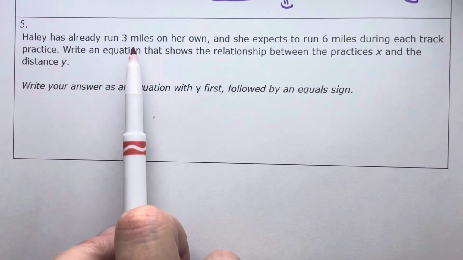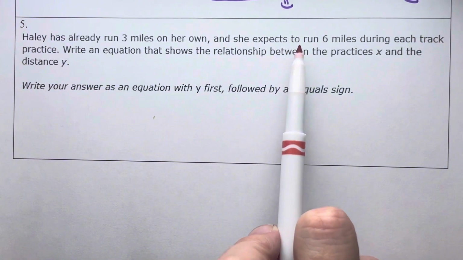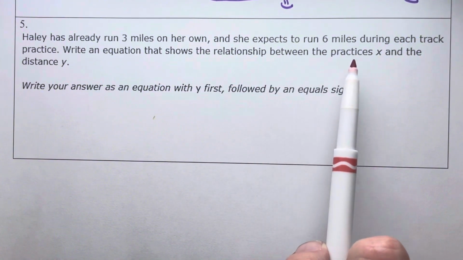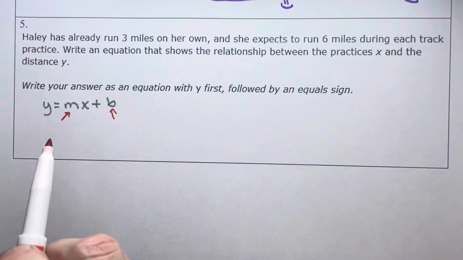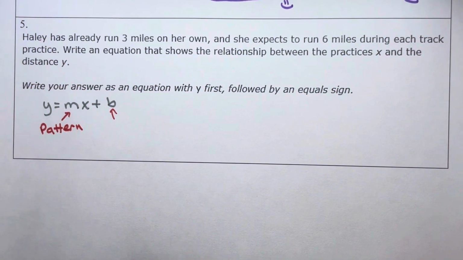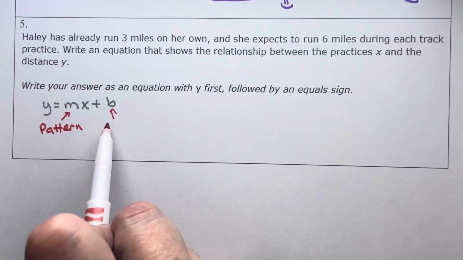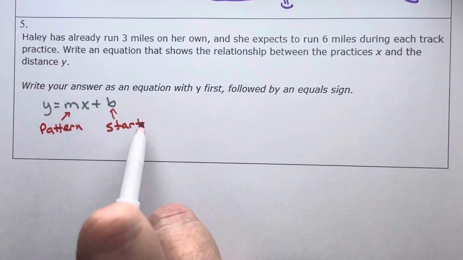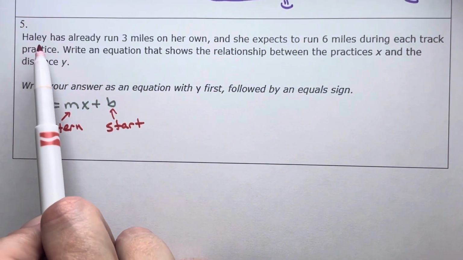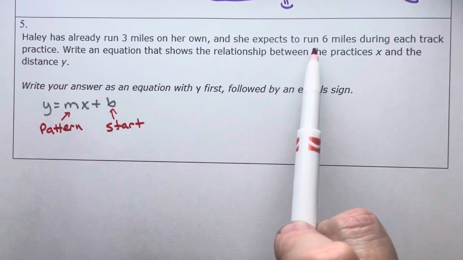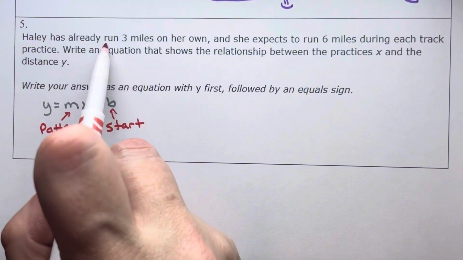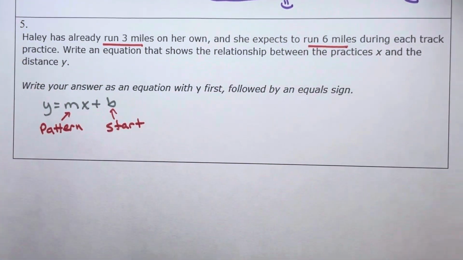Haley has already run 3 miles on her own, and she expects to run 6 miles during each track practice. Write an equation that shows the relationship between the practices and the distance. Since we know that our slope M is the pattern of something that happens again and again, while our y-intercept B is something that happened at the start of our story, let's use this setup to help us write our equation. Haley has already run 3 miles on her own and expects to run 6 miles during each track practice. Okay, our 2 numbers are 3 and 6.